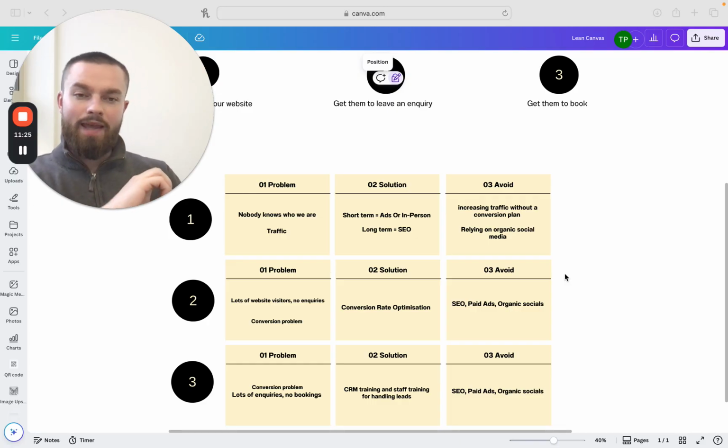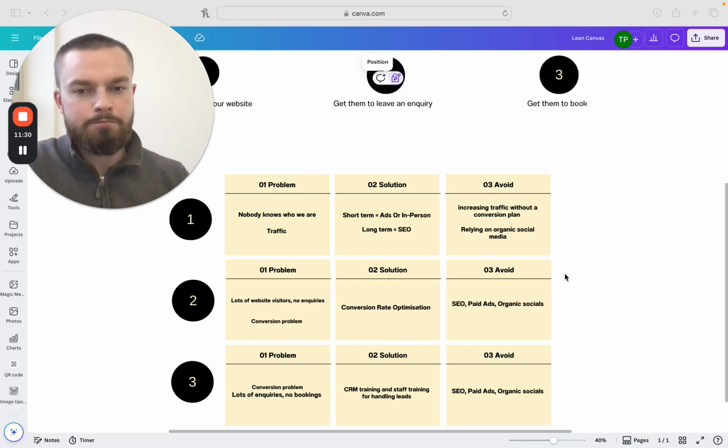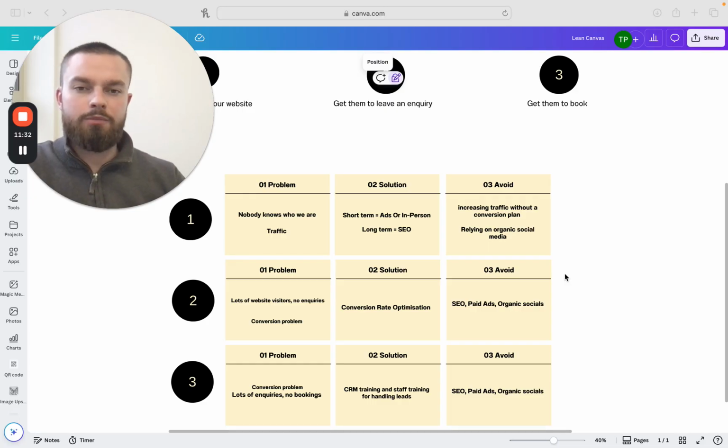These are the main problems that we see with healthcare clinics. So you can pretty much identify, I'm sure, which point you're at. You could have a mix of a couple of different problems.